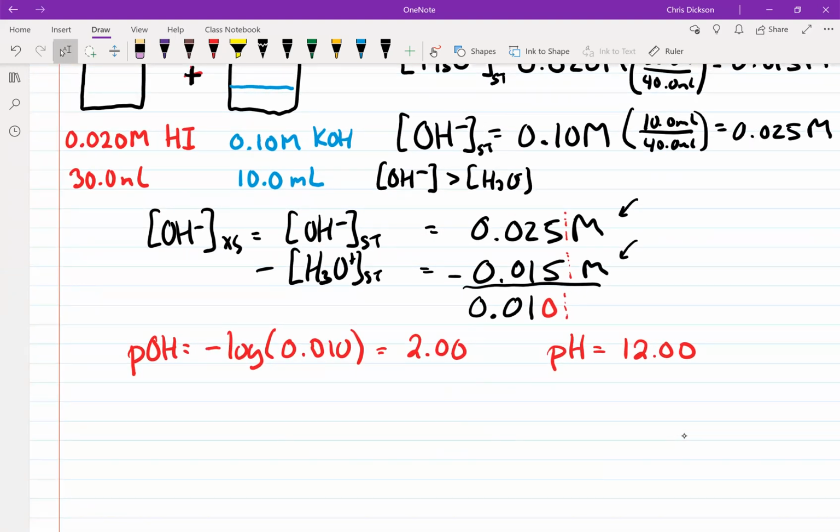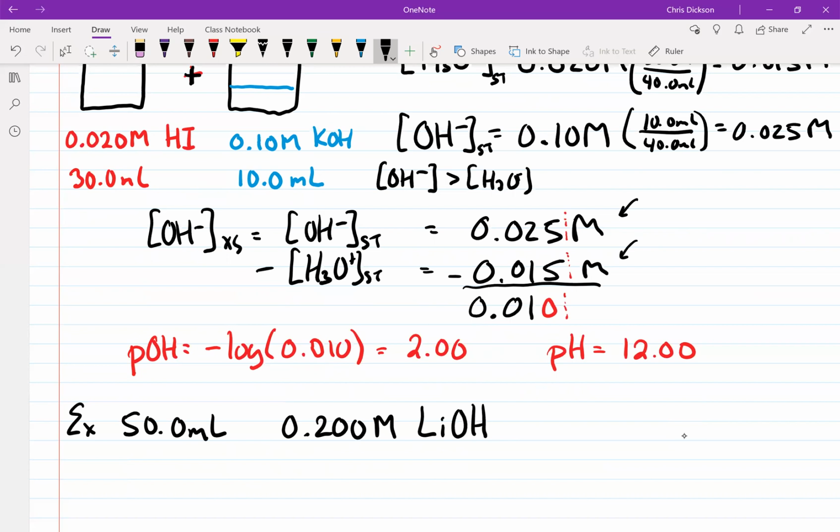So our last question for the day is sort of a reverse question. So let's see if we can do that. Let's say you had 50 mL of 0.200 molar lithium hydroxide.